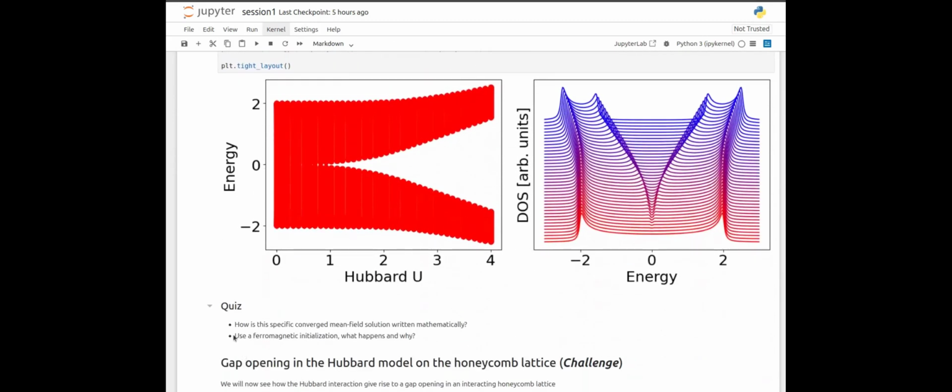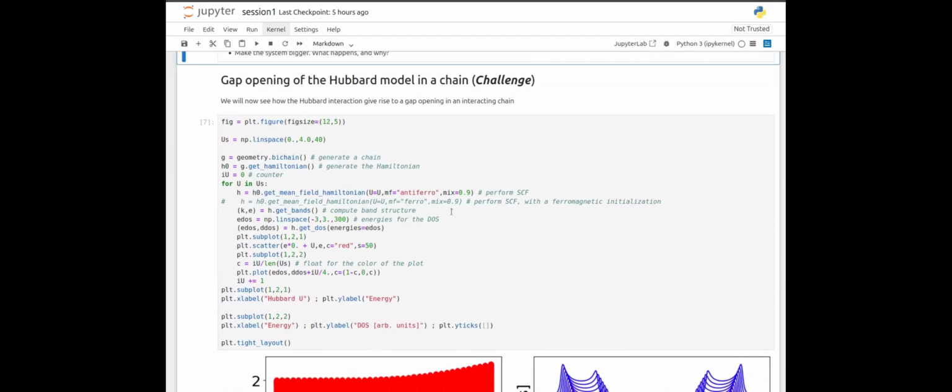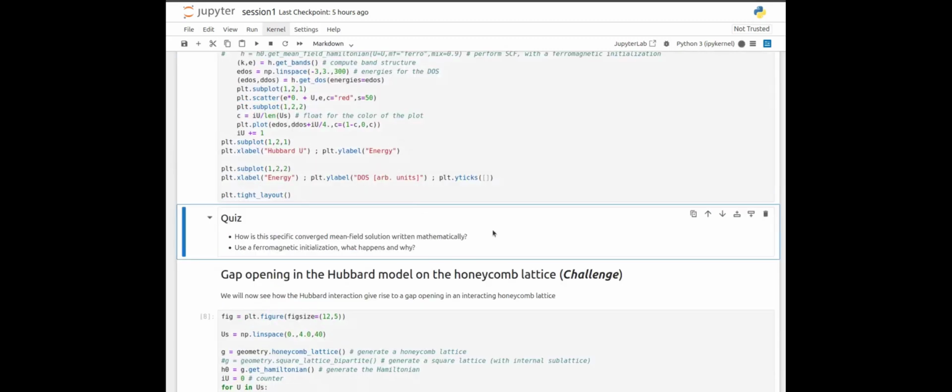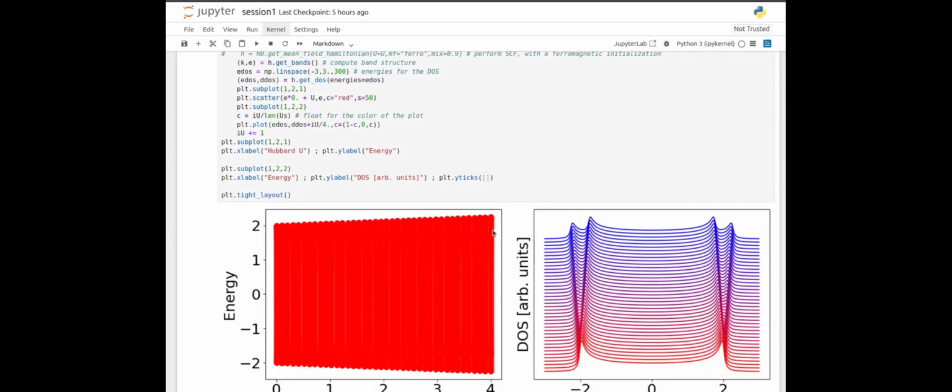And now what this exercise asks us is to use a ferromagnetic initialization instead of an antiferromagnetic one and say what happens. So what we can do is just replace antiferro by ferro here so that we use a ferromagnetic initialization. And when we do this, we obtain the following. We see that the electronic structure also changes a little bit with the interaction, but now the system remains gapless all the time. And so what this is telling us again is that this ferromagnetic initialization is going to have more energy than the antiferromagnetic one, and this is not going to be the ground state of your system.